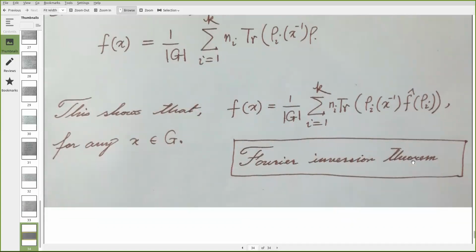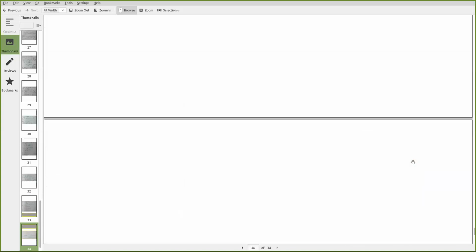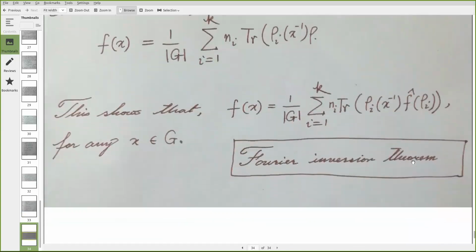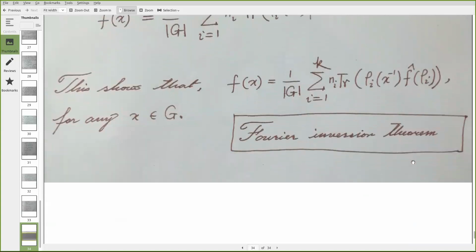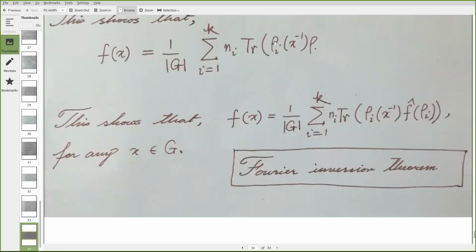All right, to summarize everything, we have extended the notion of Fourier transform from finite abelian groups to general finite groups. Exactly similar to the finite abelian case, the Fourier transform defines an isomorphism between the group algebra LG and the direct sum of endomorphism algebras of the irreducible representations, and then we proved the Fourier inversion theorem. Okay, with that I will stop.